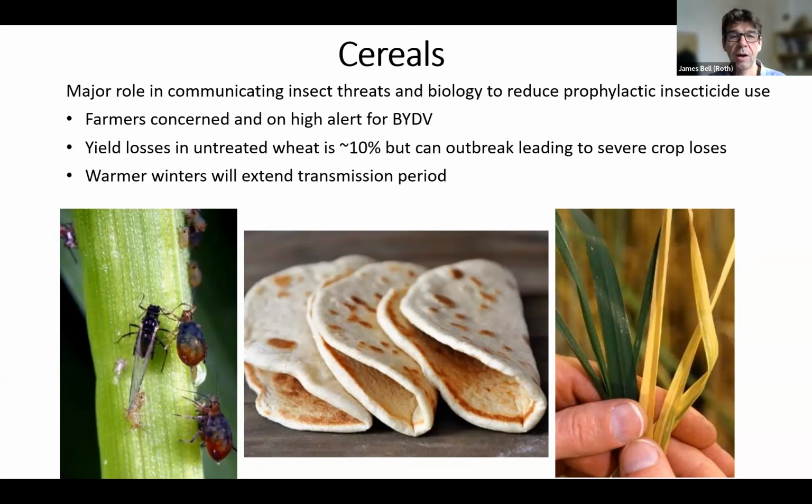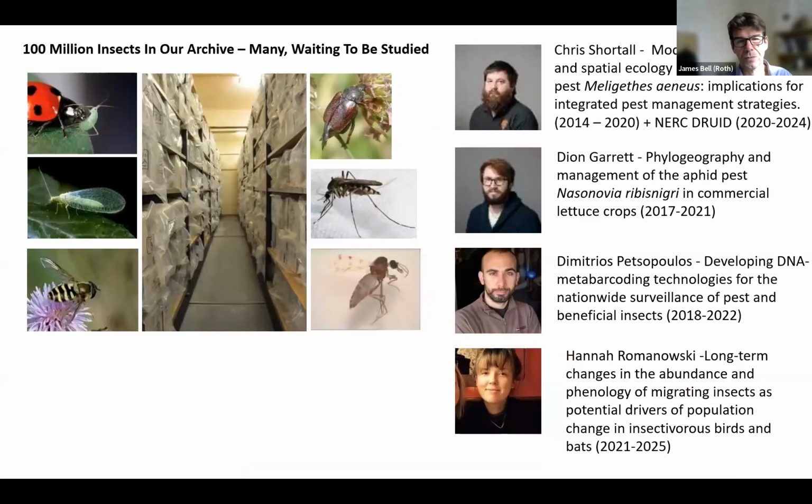So the kebab, just to complete the story, is affected by aphids. It transmits the virus and yields are reduced. And particularly in bad years, when we haven't got resistant varieties, that can rise to around 40% of loss.